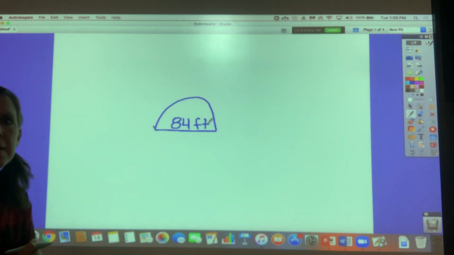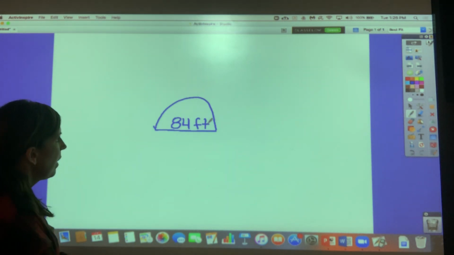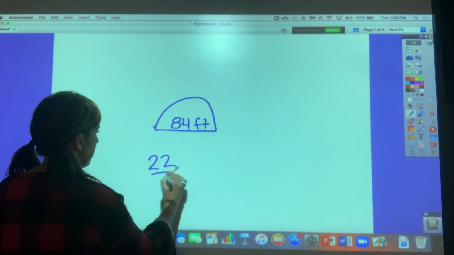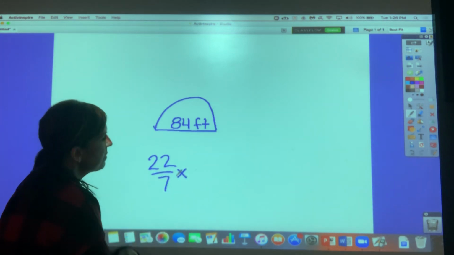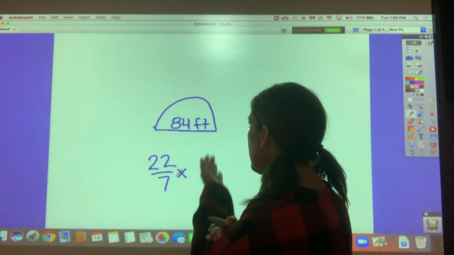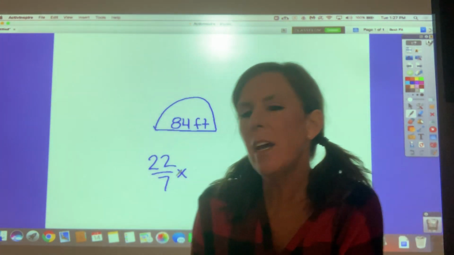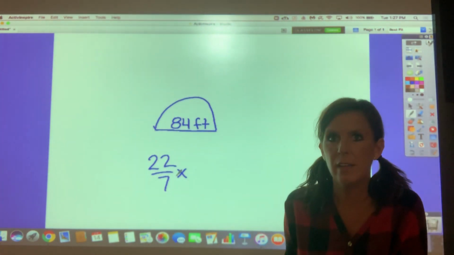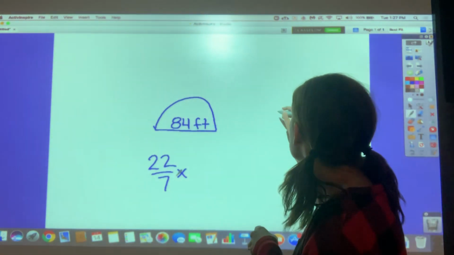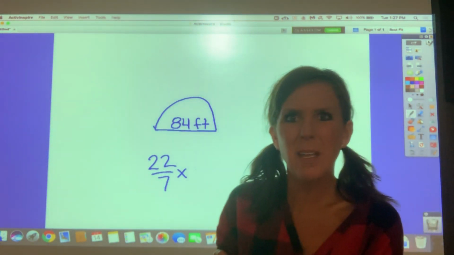Okay, 84 feet. I'm going to show you a big time saver here. We're going to use 22/7 for pi, so 22/7 times the radius squared. First of all, if we take half of 84, that's going to be 42. Nobody knows from memory 42 times 42, which is the radius squared.